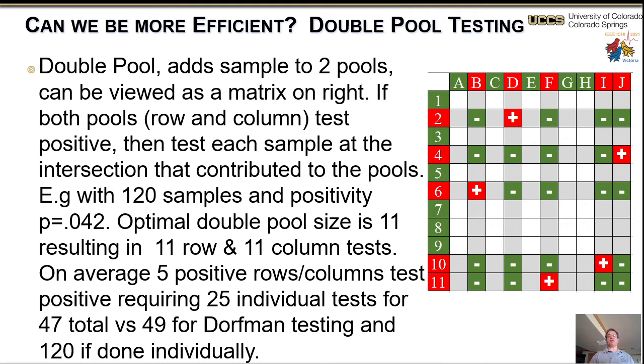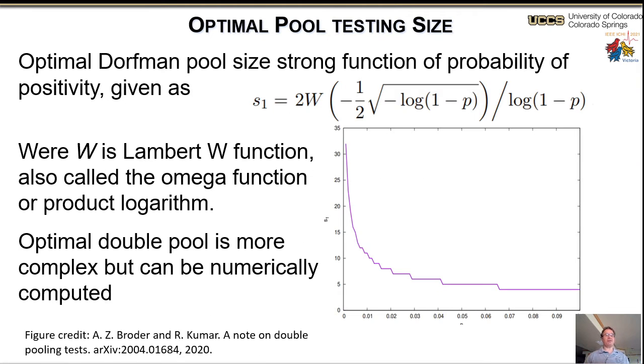Double pool testing is much more efficient when you get to very small positivity rates, and various groups of researchers have looked at what's the optimal pool size. For Dorfman style, it turned out to be this function based on the log of 1 minus p, the positive probability, where W is a Lambert W function, which has a sort of exponential decay. Double pool testing is more complicated, but it can be numerically computed.